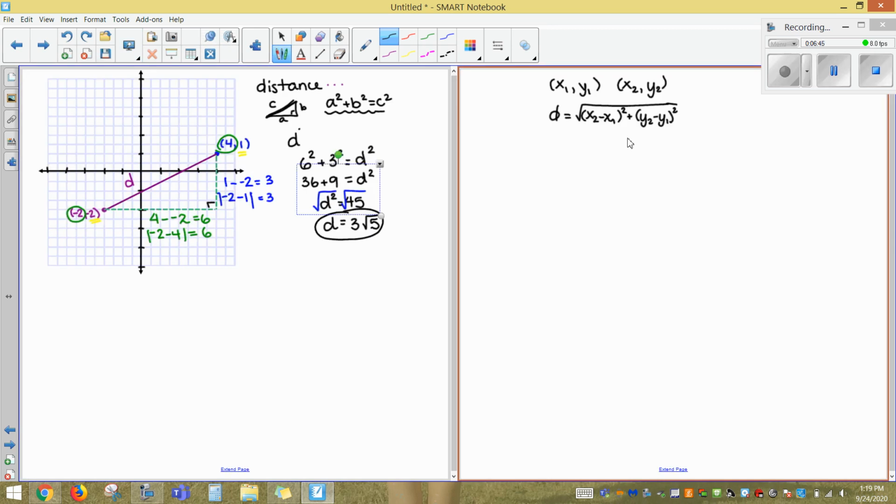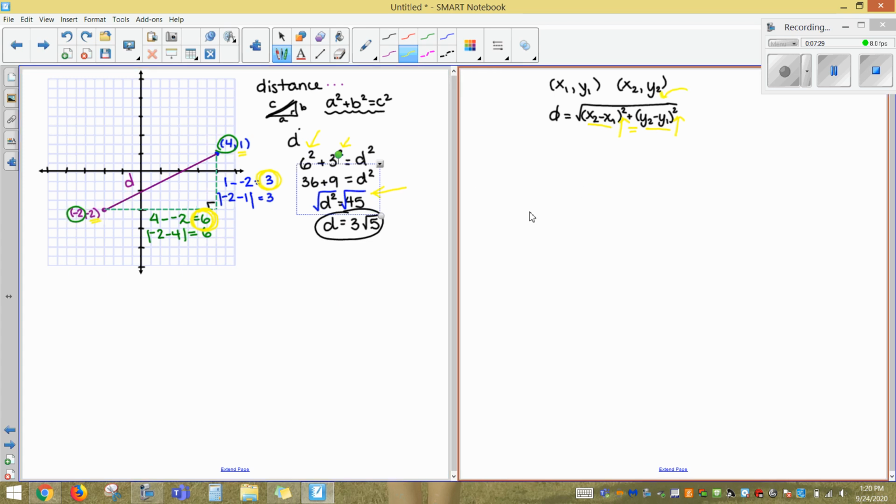Now, this formula is an ugly looking formula, but it is just a snapshot of everything we just did right here. We found the 6 here on the left by subtracting the x coordinates. Then we came back and we found the 3 by subtracting the y coordinates. Then we said a squared plus b squared equals c squared, so we squared them next. And then we added them together. And then in the last step, we took the square root.